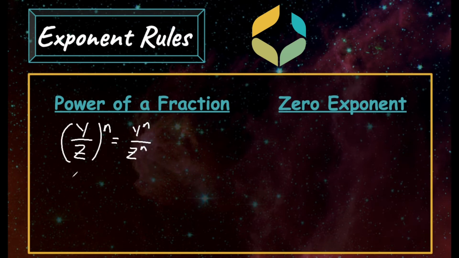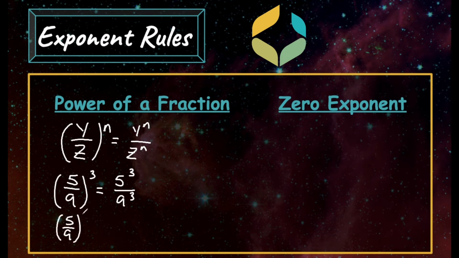If we had 5 over 9 raised to the power of 3, this would be 5 to the power of 3 over 9 to the power of 3. And just to think about it in one more way, if we had 5 over 9 to the power of 3, this would be the same as 5 over 9 times 5 over 9 times 5 over 9.